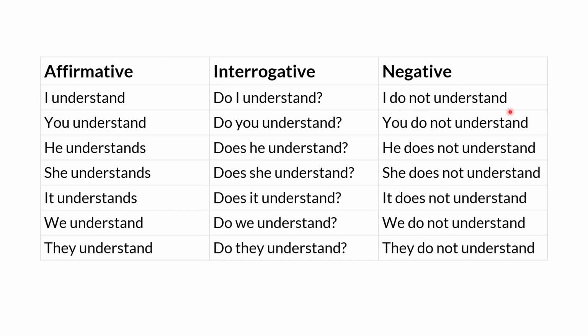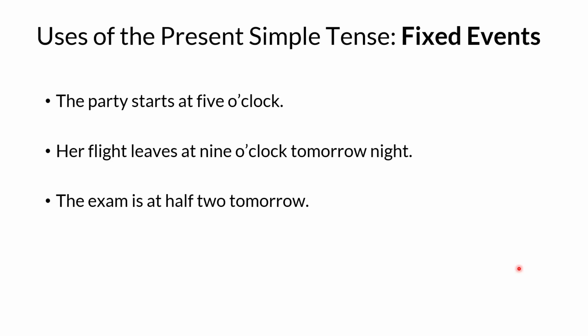Now to the negative form. I do not understand. Now do not can be changed to don't, it can be contracted, so you can either have I don't understand or I do not understand. You do not understand. He does not understand. Again, do changes to does in the third person. She does not understand. It does not understand. We do not understand. And they do not understand.